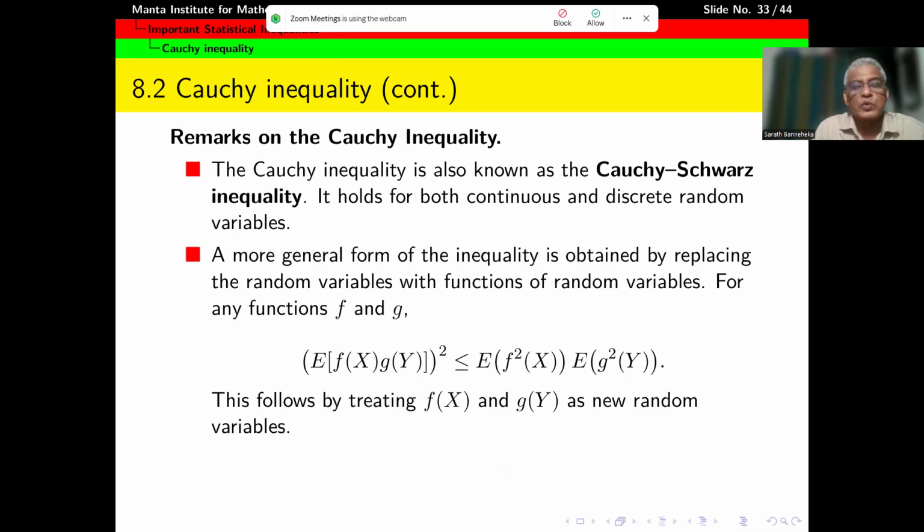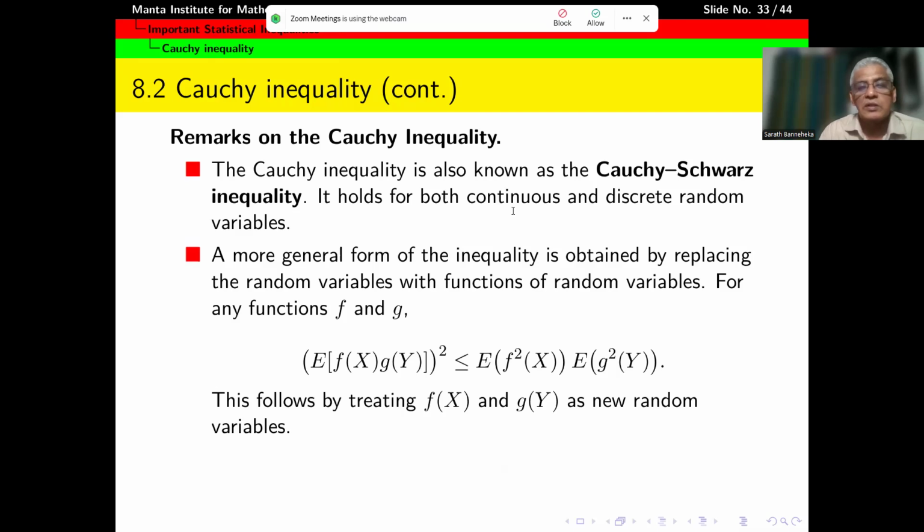Now we will look at a few other things connected to that. Actually, these are the more important, practically useful things coming out of the Cauchy inequality. The first thing I am mentioning is, sometimes in some books, Cauchy's inequality is mentioned as Cauchy-Schwarz inequality. So Cauchy inequality and Cauchy-Schwarz inequality are the same.